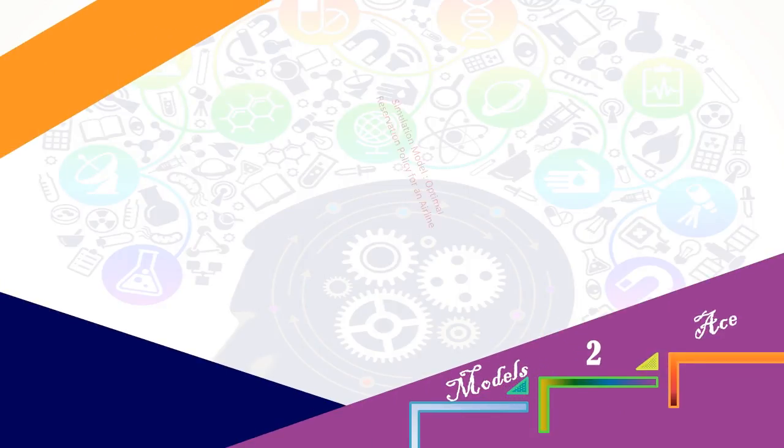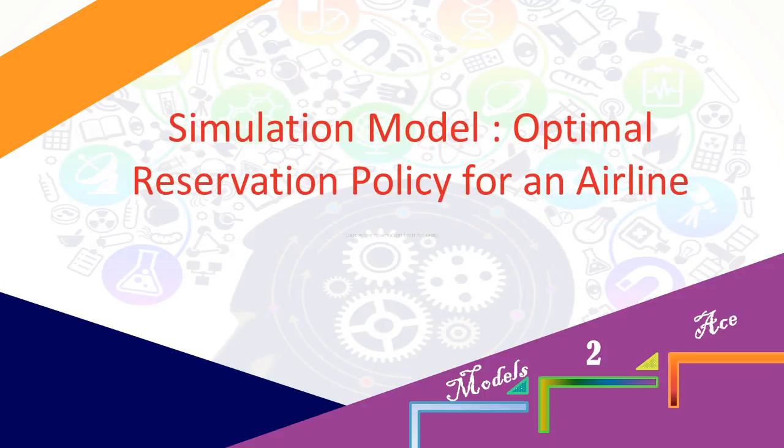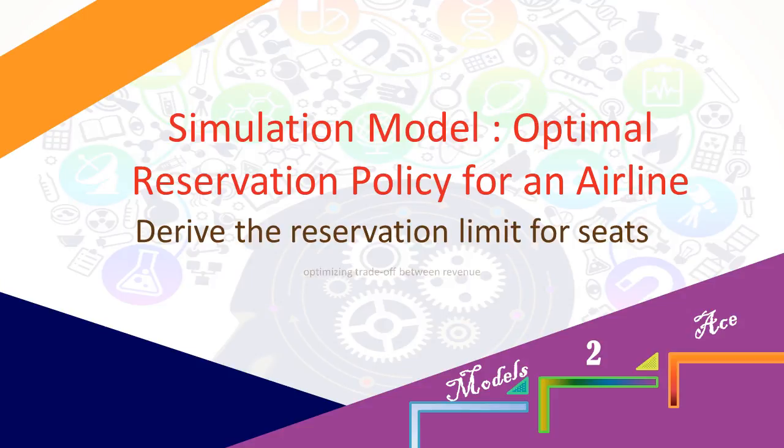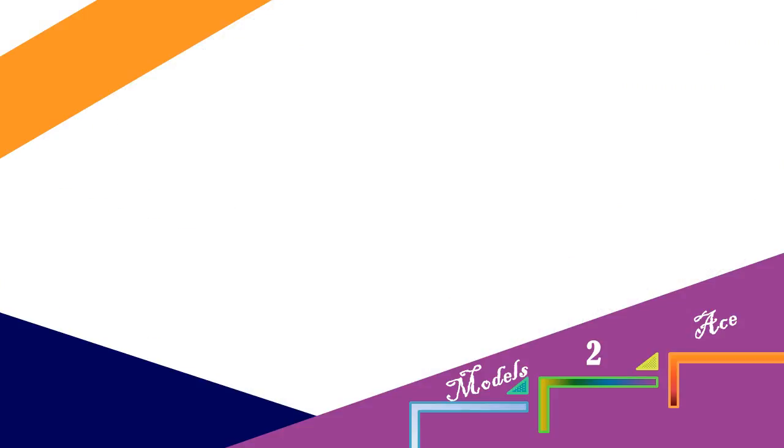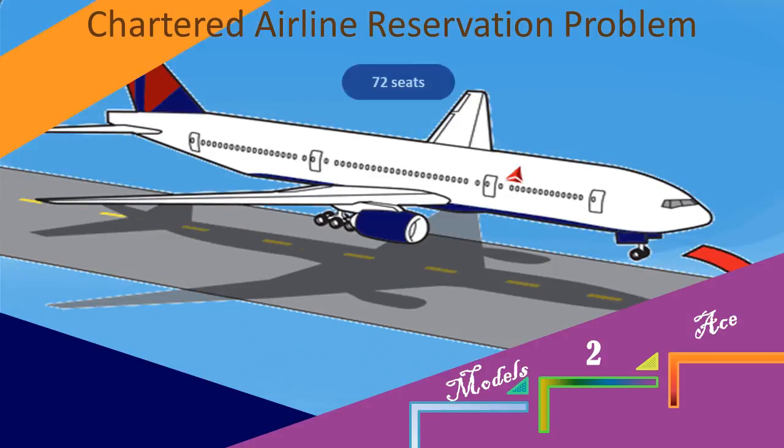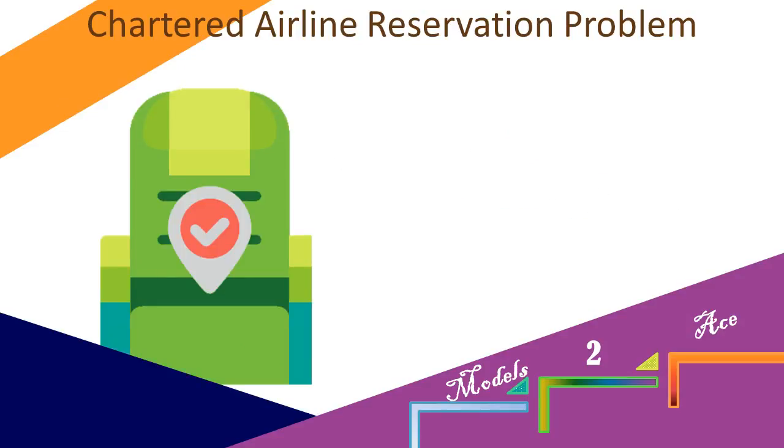Presenting an Excel spreadsheet-based model to derive the optimum reservation policy for a chartered airline service that will maximize expected profit. Using simulation, an airline runs a chartered flight with 72 available seats. The seats are broadly categorized into two classes, reserved and unreserved.